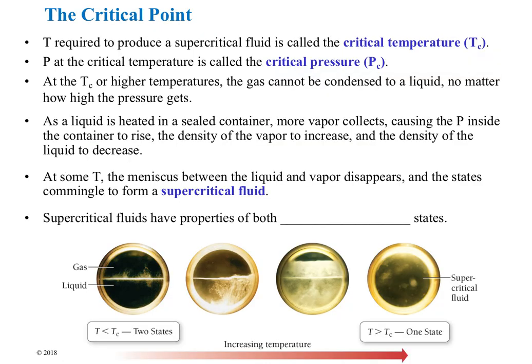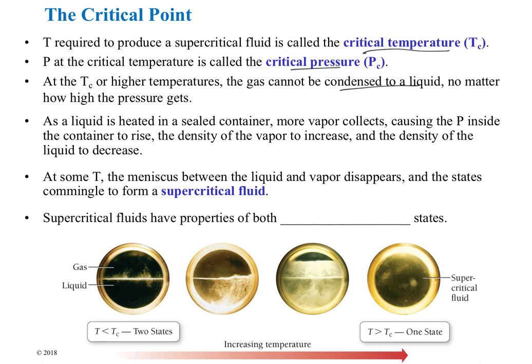The temperature to get to the supercritical fluid is called the critical temperature. The pressure to get to the critical point is the critical pressure. Anything above that, we don't have any distinction between gas and liquid.